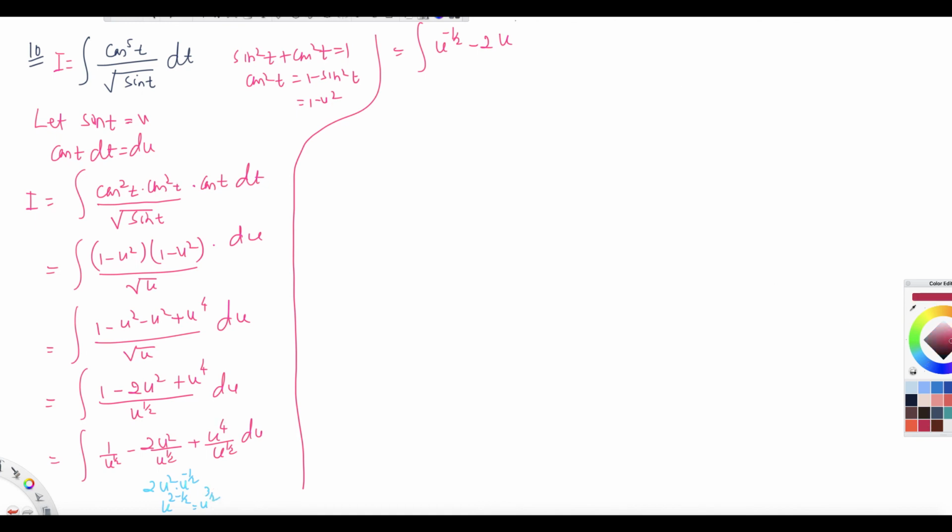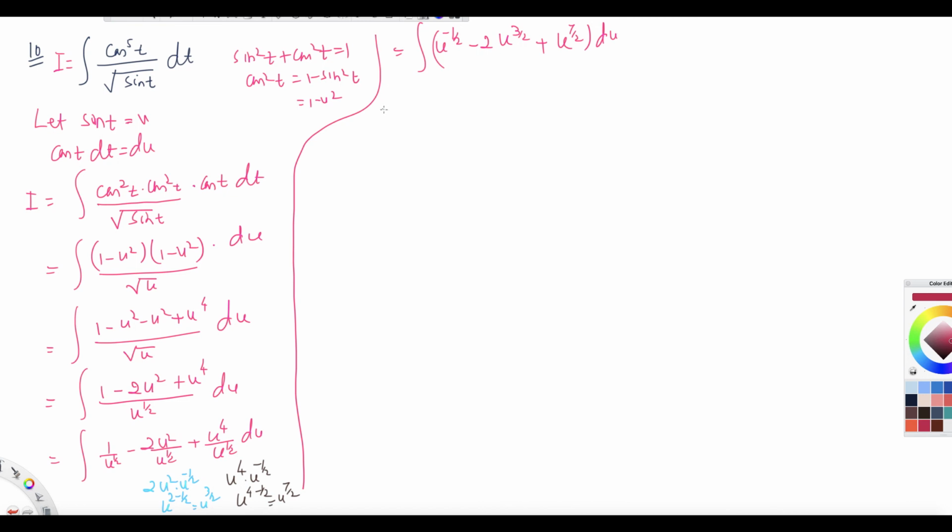Let me write down 2u to the 3/2 plus, similarly, how do you do that? It will look like u to the fourth times u to the negative 1/2, right? So there will be u to the 4 minus 1/2. How does that look? U to the 7/2, okay? So that's what I'm going to write here, u to the 7/2, and then there is du.